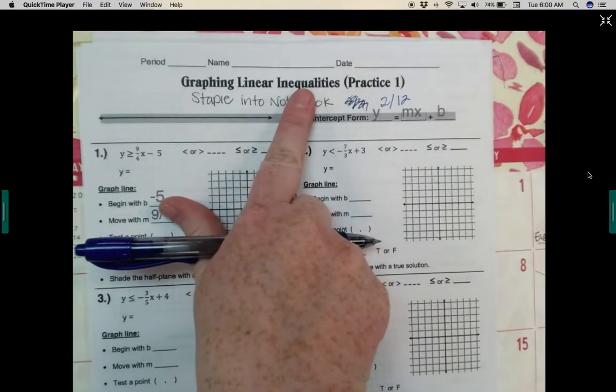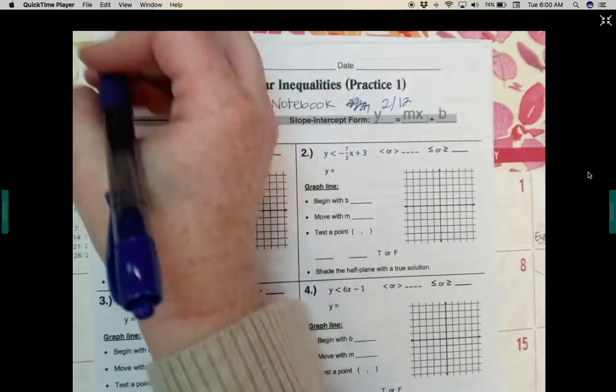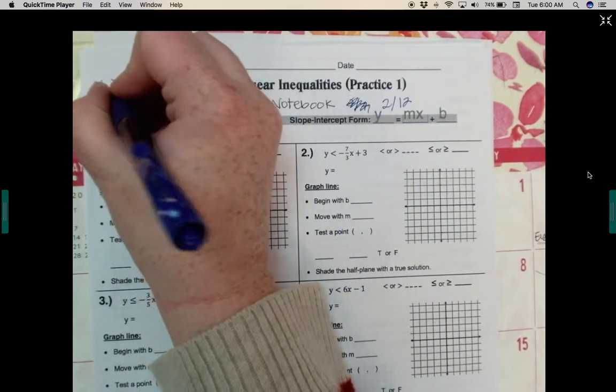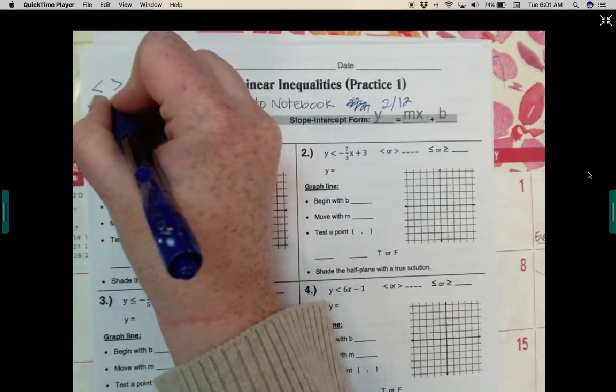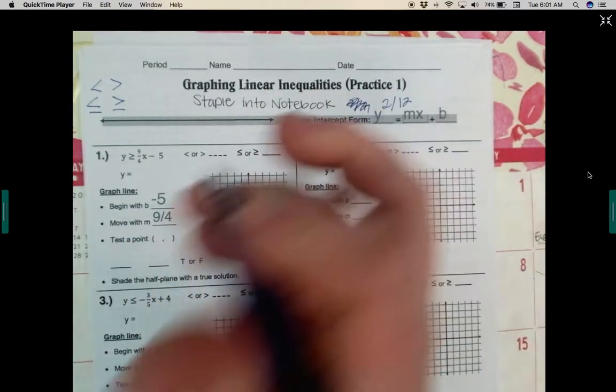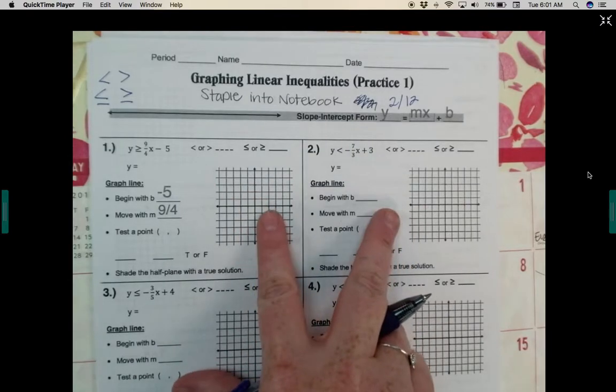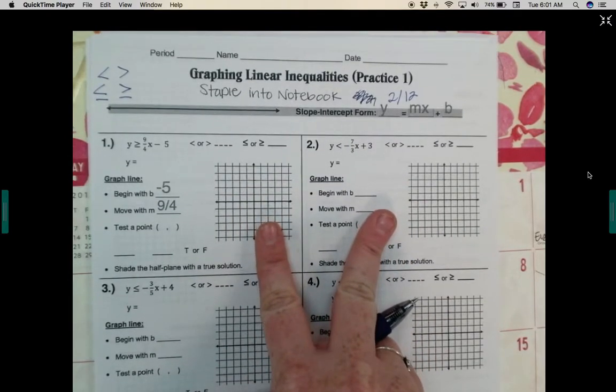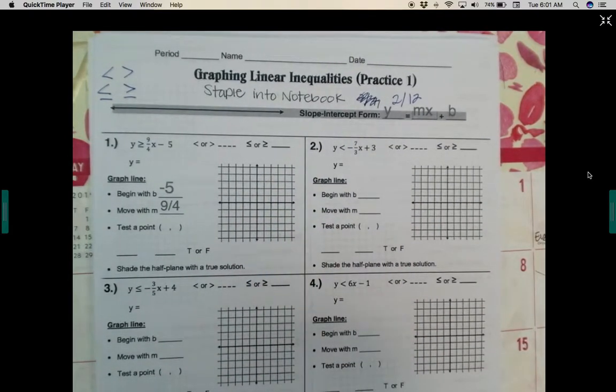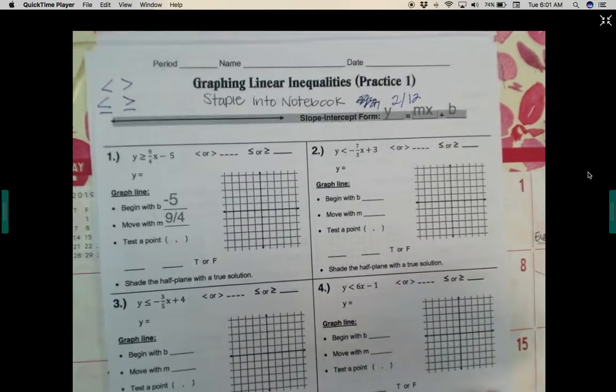An inequality means not equal, just like we talked about yesterday: less than, greater than, less than or equal to, or greater than or equal to. We're going to do two examples, and then I'm going to have you finish this independently. This is going to go into your notebook.